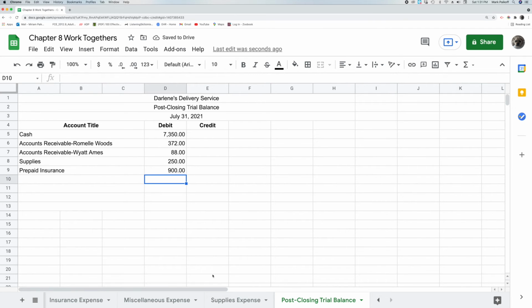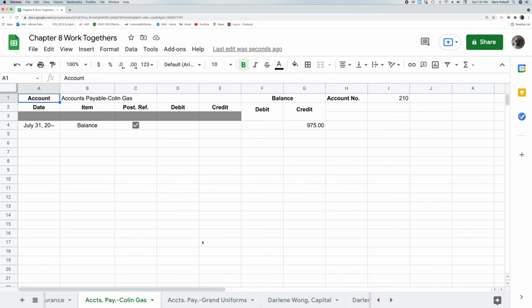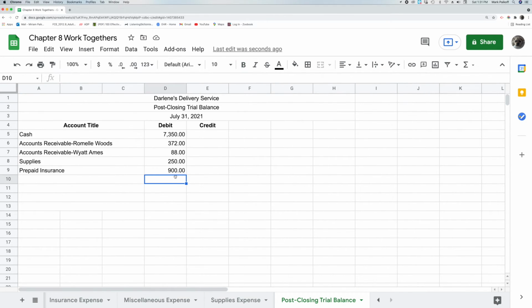The next account is going to be accounts payable, gas. So if we come over to the accounts payable, gas ledger, as you can see here, this account has a credit balance of $975. So if we come back over to the post-closing trial balance, we're going to put in accounts payable, gas for the account title, and then we're going to record the amount in the credit column.